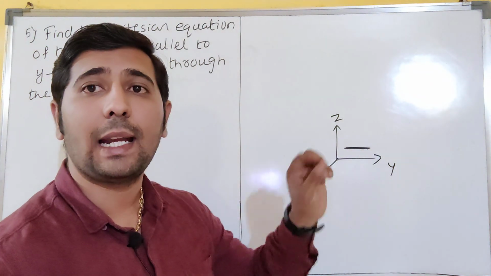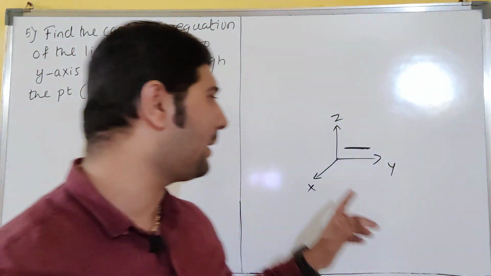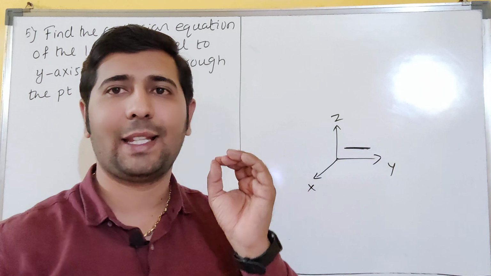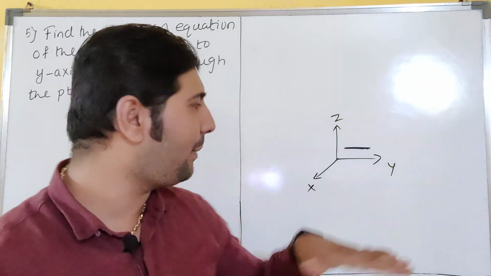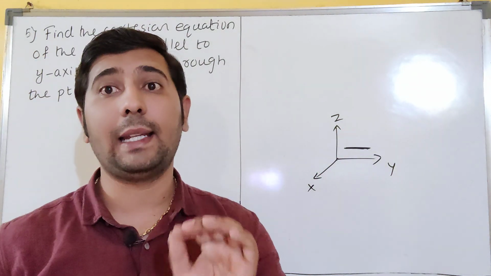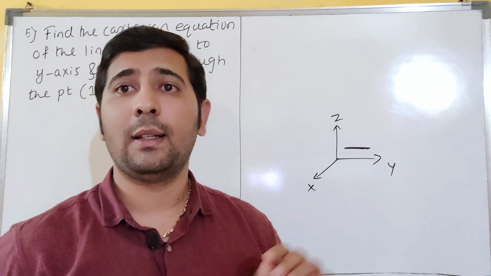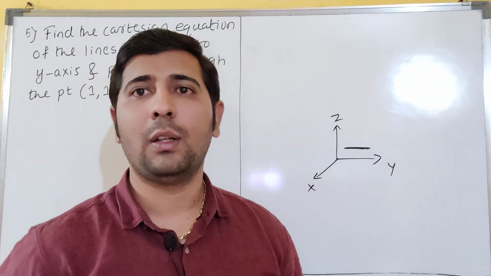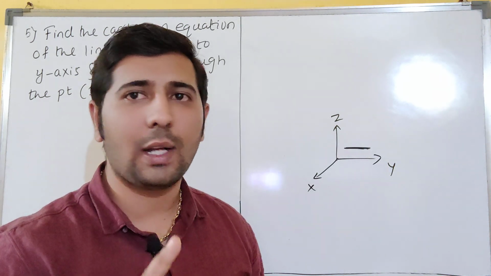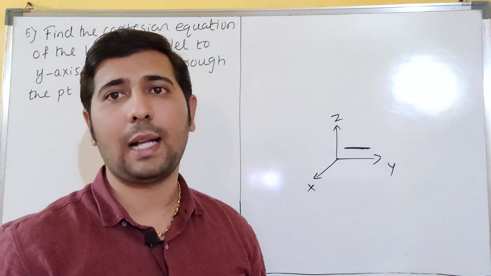So then direction cosines will become what? Alpha is making 90 degree with x-axis. Beta is making 0 degree because the line is parallel to y-axis. For z-axis, again 90 degree. So your direction cosines will become what? L, M and N are direction cosines. L is nothing but cos alpha, M is nothing but cos beta, N is nothing but cos gamma.